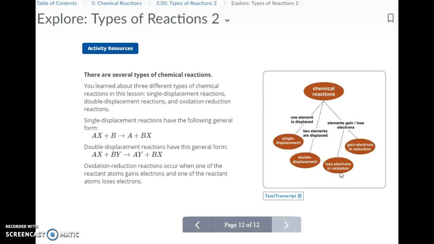And again, you can use the other definition. If you gain oxygen, it's oxidation. If you lose the oxygen, the amount of oxygen has been reduced, it's a reduction.